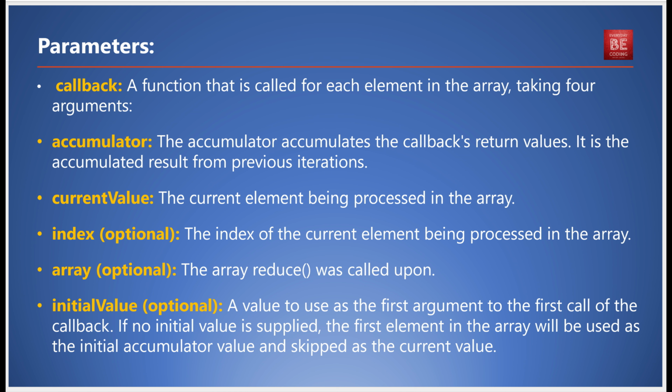An optional initial value can also be used as the first argument to the first call of the callback. If no initial value is provided, the first element in the array is used as the initial accumulator value and skipped as the current value.